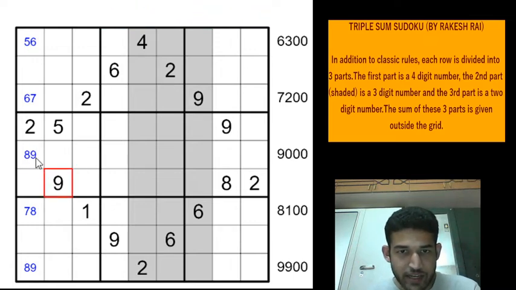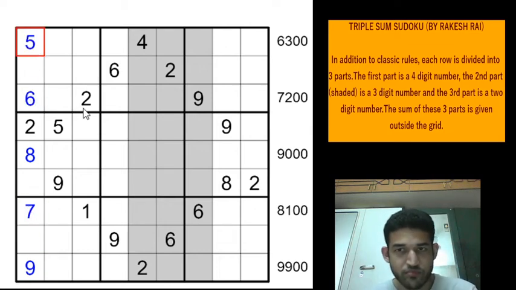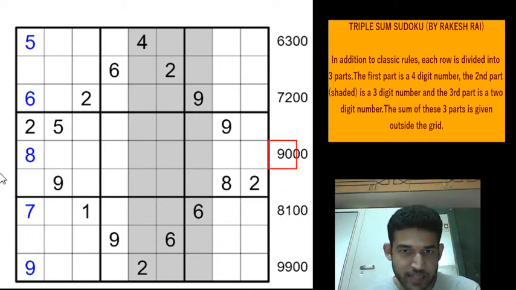So we have a 9 here. Using classic rules, this will be an 8. And that gives a 7 here, and because of this 8 we'll have a 9 here again, and this 7 gives a 6 here and a 5 here. So as you can see, each starting digit is either the same as the digit in the thousands place or 1 less than that. So it's important to remember this.